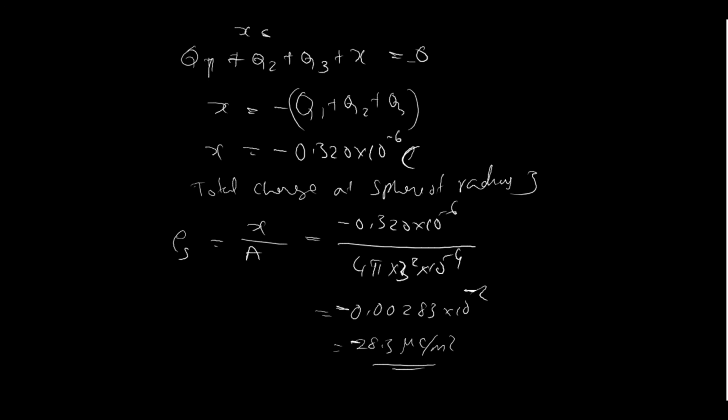So minus 28.3 microcoulomb per meter square should be kept so that the total charge becomes 0 and the flux density will be 0. So that's all for today's class. We'll see more in the next class. Thank you.